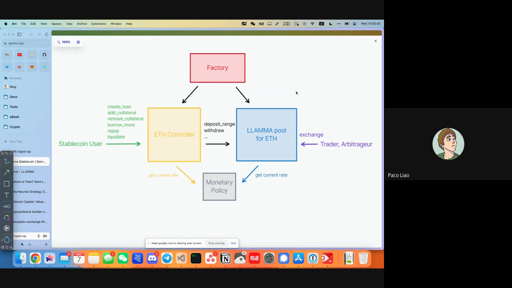So this Llama pool is ETH and the Curve stablecoin. That's called Curve USD. So this is the Llama pool.